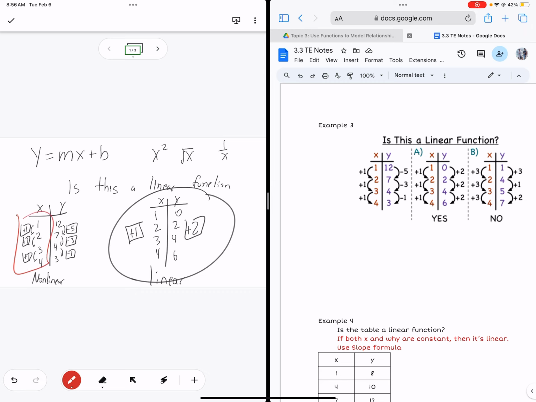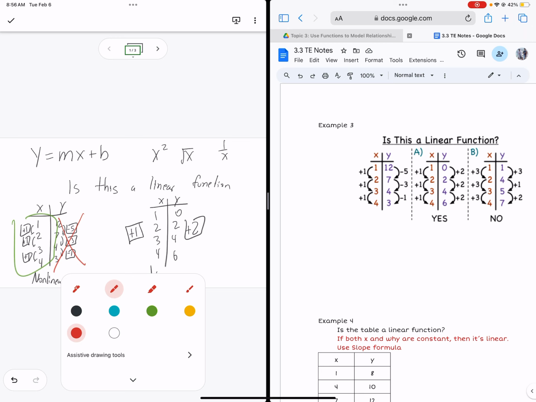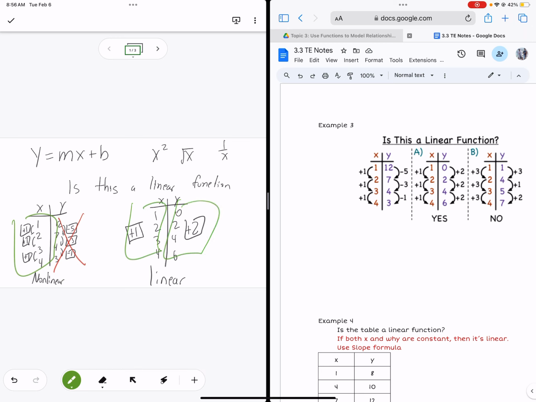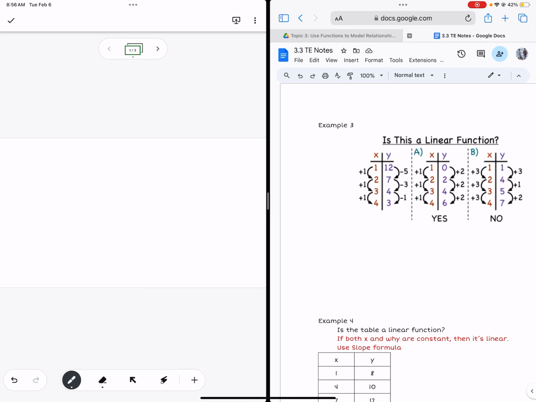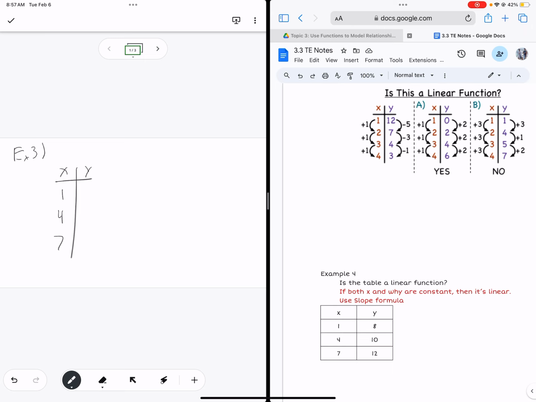Like I said, if x has a pattern, but y does not have a pattern, it's nonlinear. If they both have patterns, it's linear. If they both do not have patterns, it depends. It can be both. So let's work on that right here. Example 3. You have this chart right here, and just by looking at the chart, does x have a pattern?